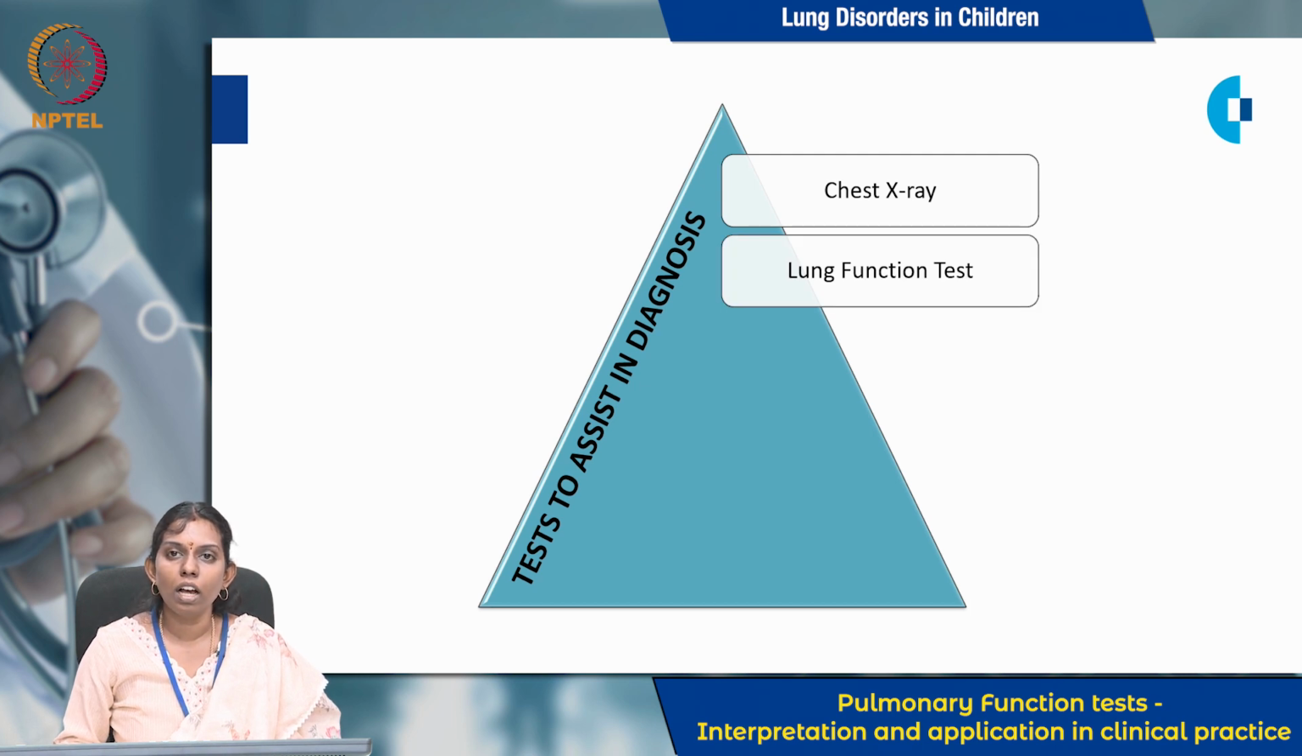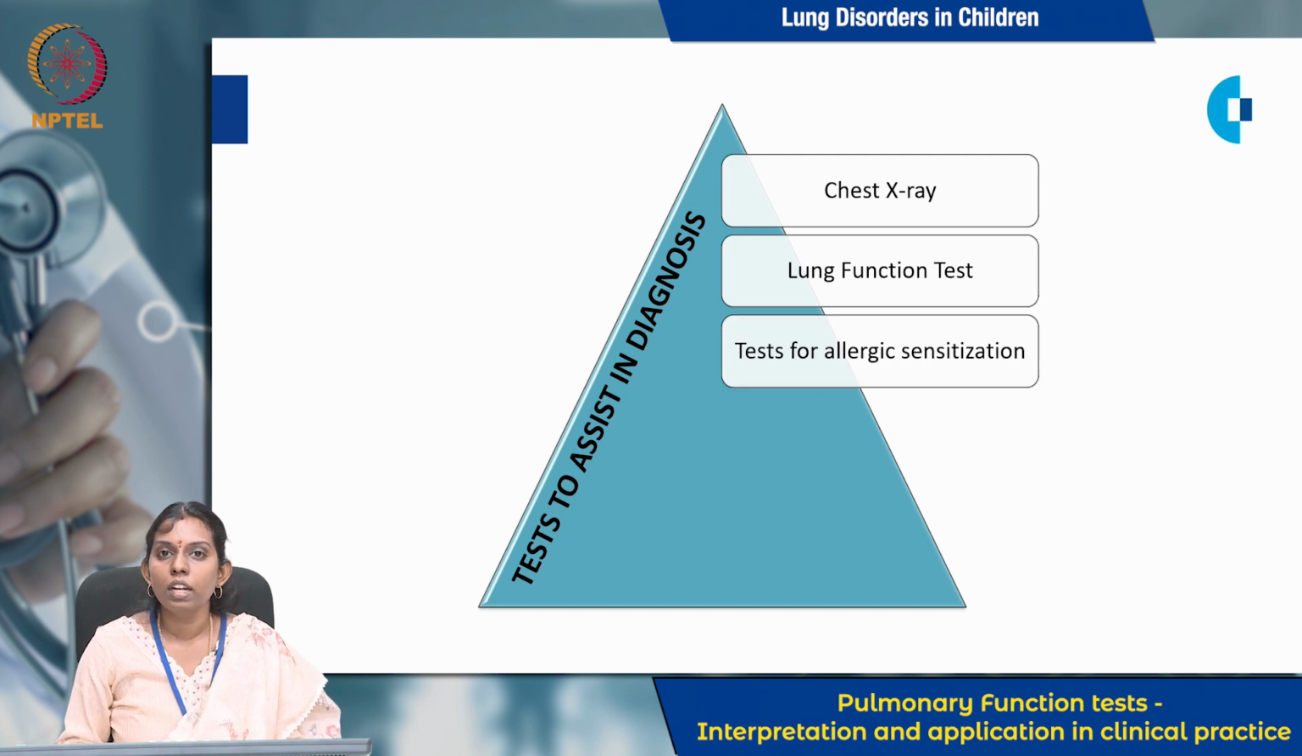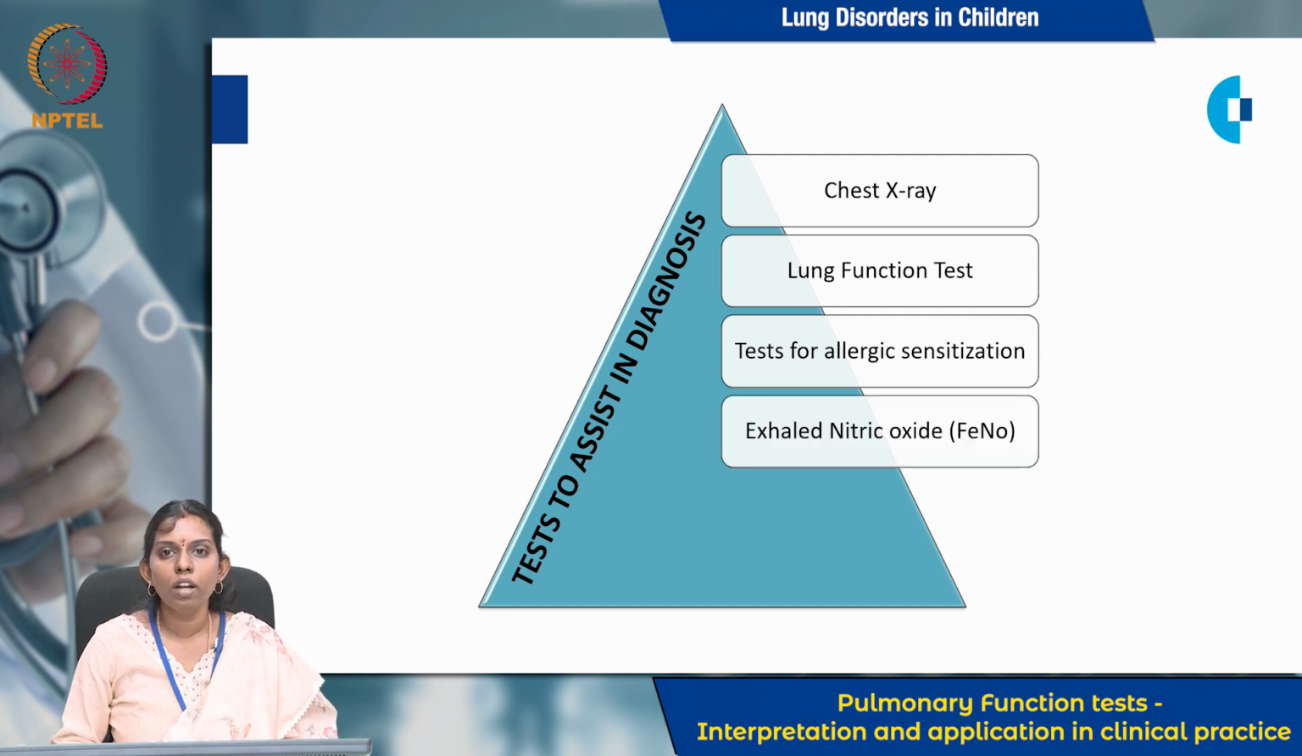Next, coming on to a lung function test, where in a child less than 5 years, it is very difficult to make them perform an expiratory maneuver. So, it also has the least importance. Next comes the test for allergic sensitization, where we do a skin prick test with all the allergens and we check for the specific IgE. Again, these tests only tell about the exposure and the allergic response and are not an indicator for asthma.